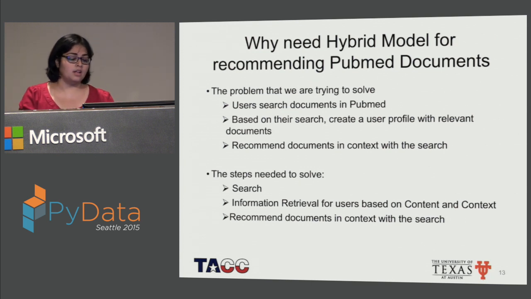So the steps that we go ahead with for combining these recommender systems for PubMed documents are: we search whatever query or whatever document we are interested in. We do information retrieval for users based on content and context. And then we recommend context-related documents to the user based on the context related to the search.